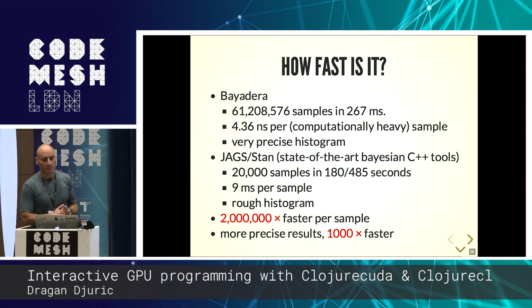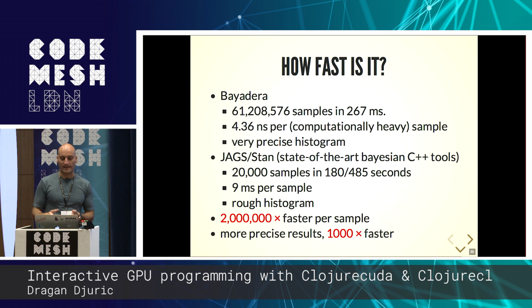For this particular example, I used my old GPU. I did it in OpenCL. And on my 4 or 5 year old AMD GPU, I took 61 million samples in 267 milliseconds. And with my newer NVIDIA GPU, it could be 120 milliseconds or so. So this is, in this case, a couple of nanoseconds per a computationally heavy sample. And at the end, I get a really precise, fine-grained histogram as the answer.